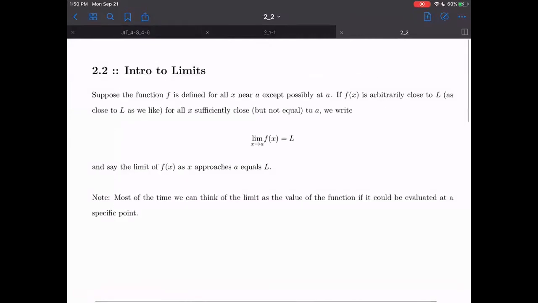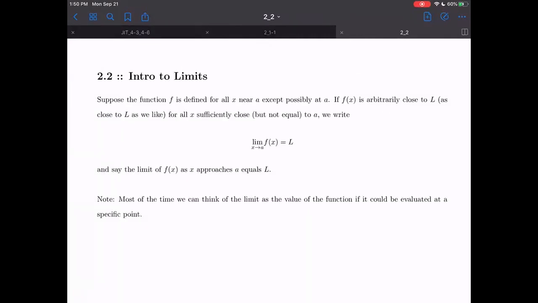All right, everybody. Today we're introducing limits some more, and then tomorrow we'll talk about them algebraically. Today we're just going to talk more about what they are in general.